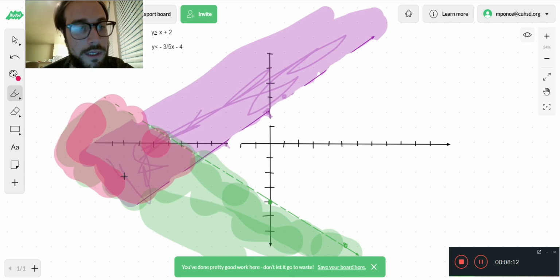Lastly, you decide if you want to shade above or below the line. If it's less than, it's below. If it's greater than, it's above. And the parts where they overlap would be your solutions.